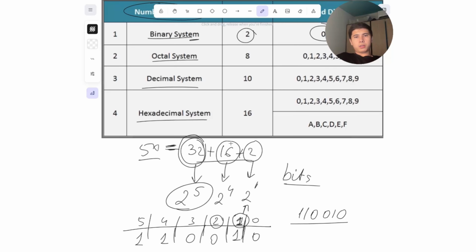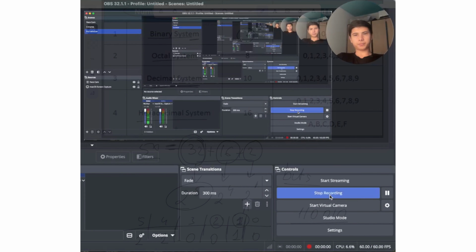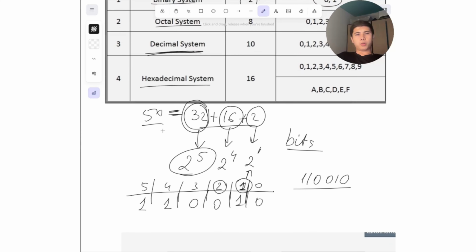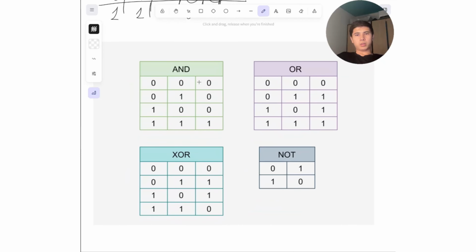And the octal and hexadecimal systems also work almost the same. So we will see more samples when we start the exercises. So let's move on to the bitwise operators.